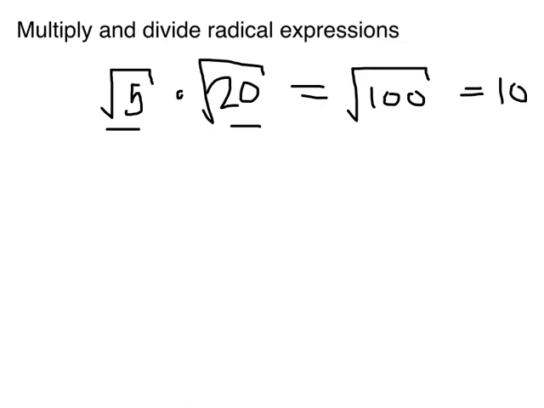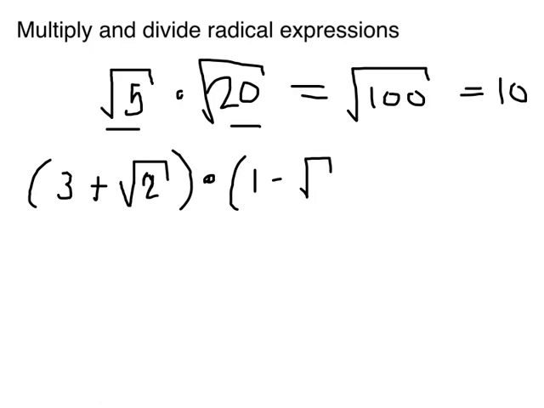But what if your two expressions are 3 plus the square root of 2 times 1 minus the square root of 3, and we want to find the multiplication of this? Because there are two terms in each expression, you cannot just multiply across like you could before. You need to do foiling. So you have to multiply the first, the outer, the inner, and the last.